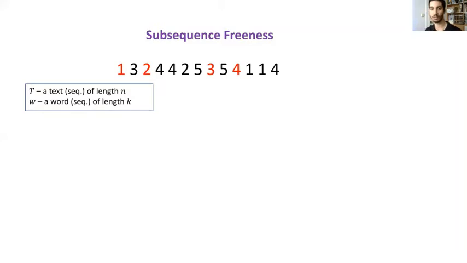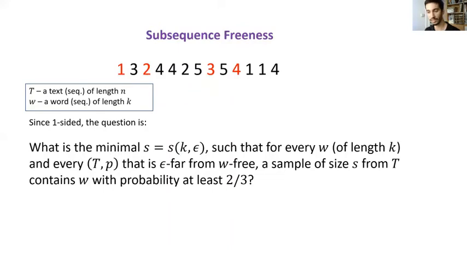During this talk, N denotes the length of T, and we'll often call T a text, and K denotes the length of W, which we'll often call a word. Since we focus on one-sided error testers, our question is actually the following. What is the minimal number of samples such that for every word W of length K and every pair T, P that is epsilon far from being W-free, a sample of size S from T contains W as a subsequence with probability at least 2/3? The number of samples S may depend on parameters like K and epsilon, and the samples are chosen according to P.